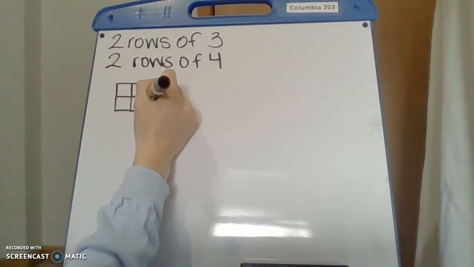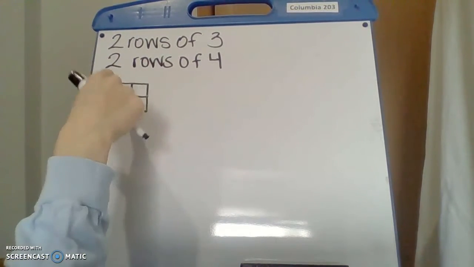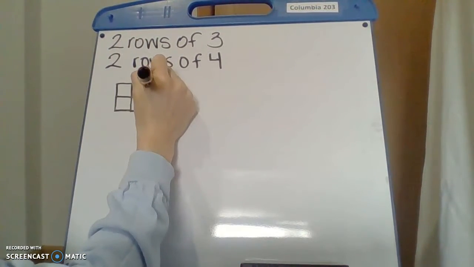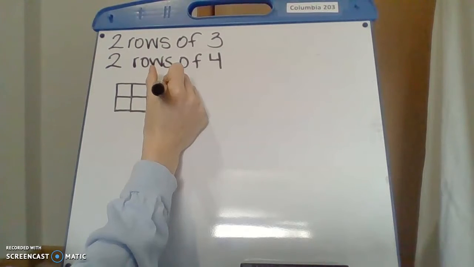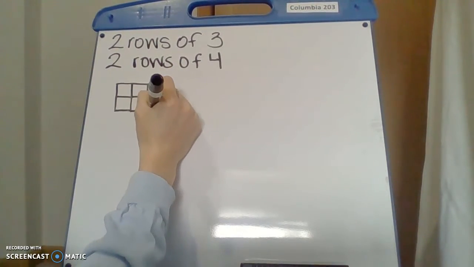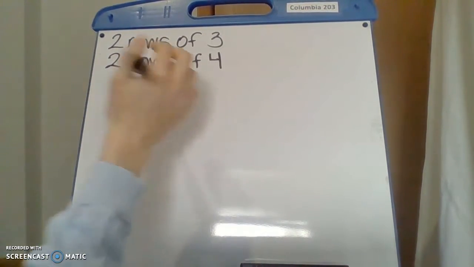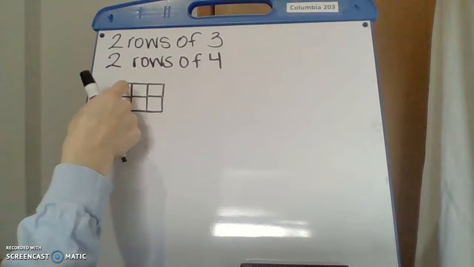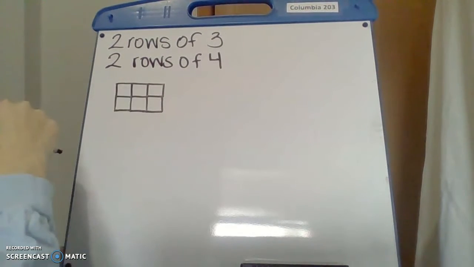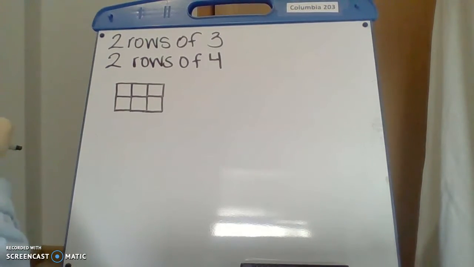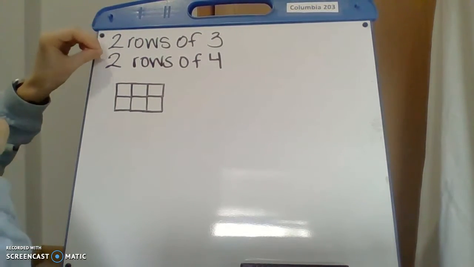Just taking my time, there's no rush. So that's 1, 2. Need one more square in my row. So now I have 2 rows of 3. 1, 2, and then there's 3 in each row. Now, what they want us to do is to combine these two.